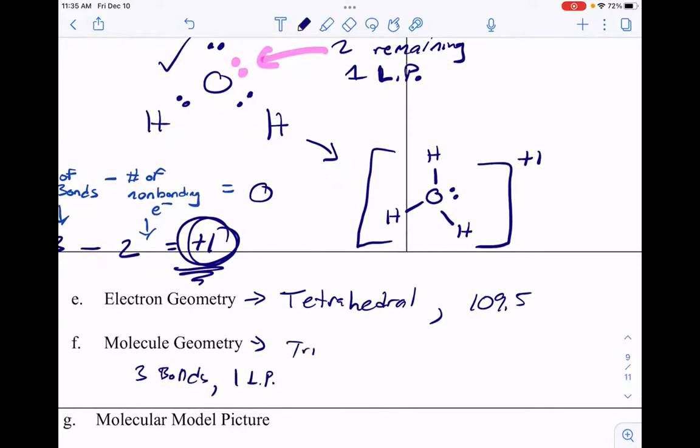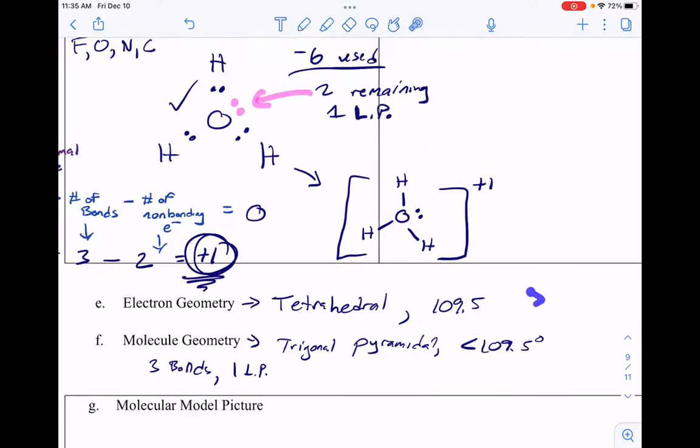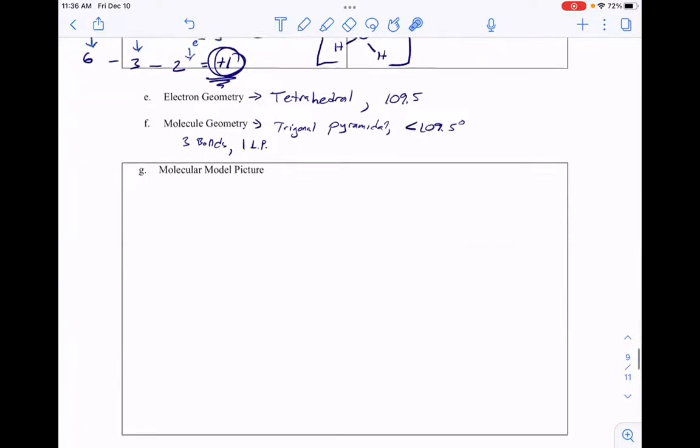So this is trigonal pyramidal. And this is less than 109.5, the bond angle. So once again, I got all of this from the reference that's provided in the lab Canvas shell. All right, moving on, guys.